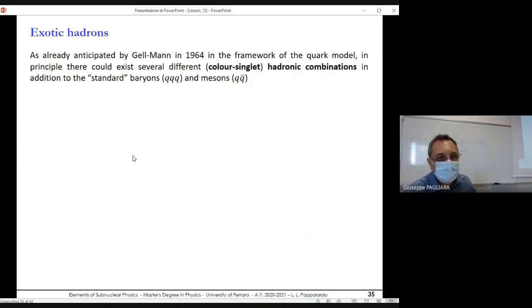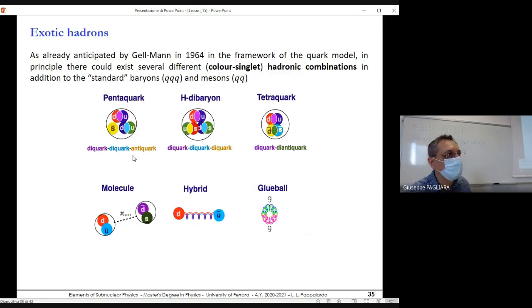So as already anticipated by Gell-Mann back in 1964, in the framework of the quark model, in principle there could exist several different hadronic combinations of quarks, which must of course also be color singlet. At the time of the quark model nobody knew about color, of course, but already Gell-Mann had the intuition that maybe one can have different combinations apart from baryons and mesons. And in fact, we do have many different possible combinations, which are all color singlet, so all detectable, all can propagate in nature as free objects.